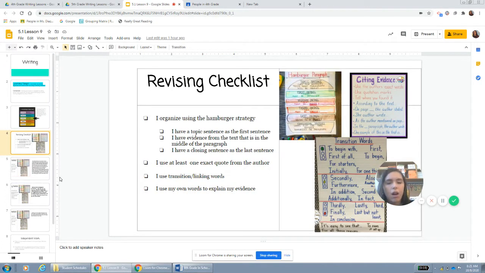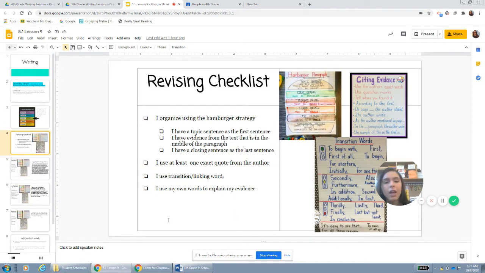So, what is a revising checklist? A revising checklist is a checklist, so it has boxes or circles that you can make checks on, and where you check off what your writing has. And it lets you know what you're missing. And that's what you would go back and revise.